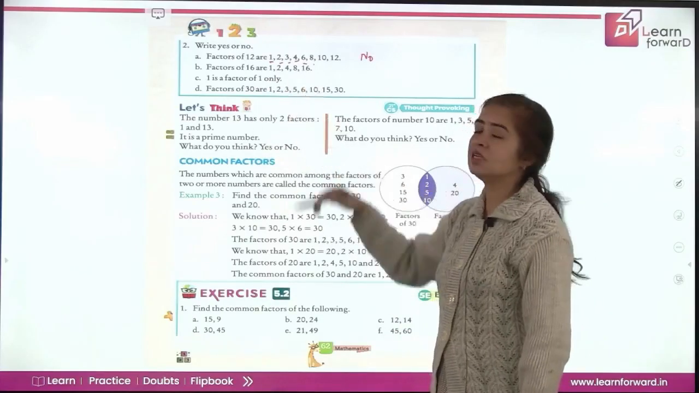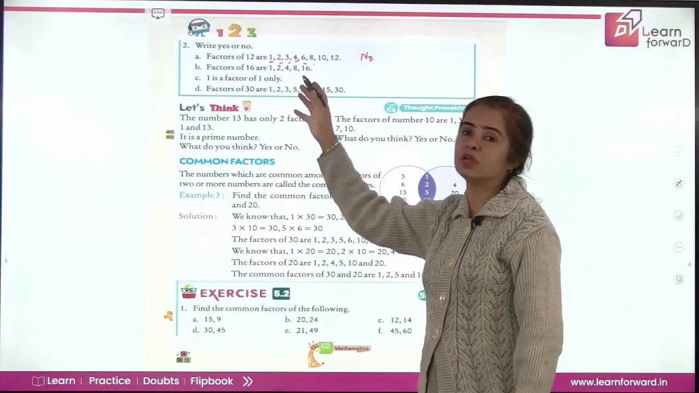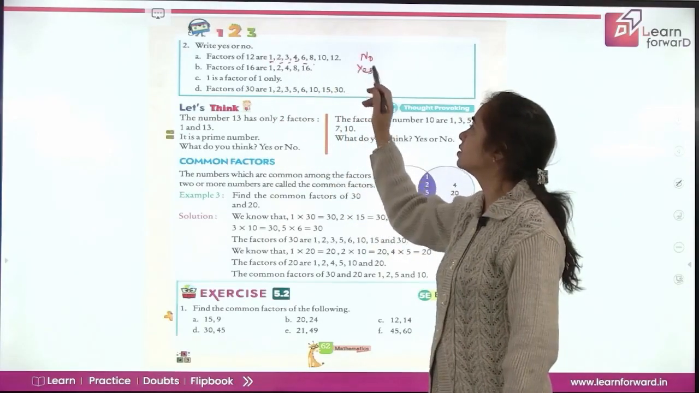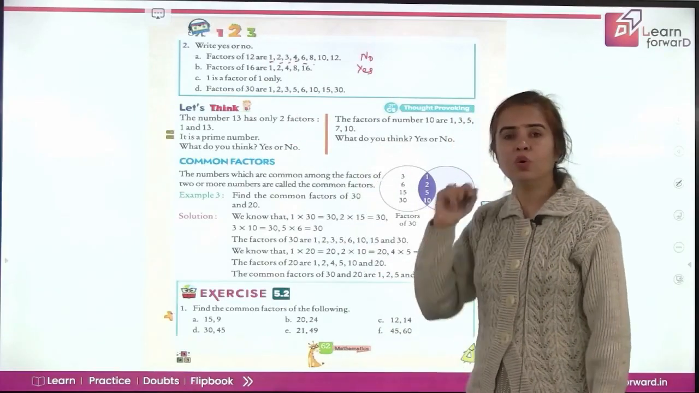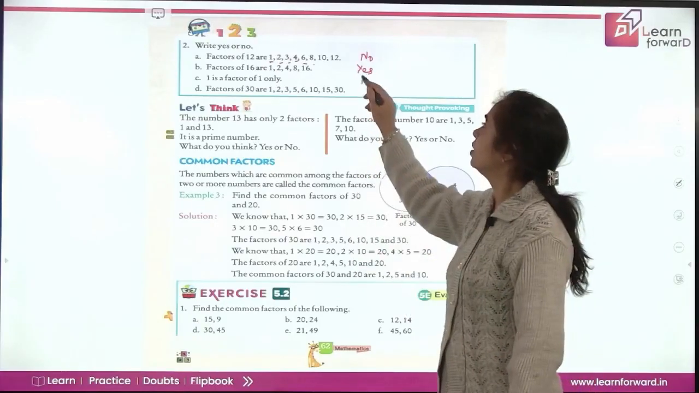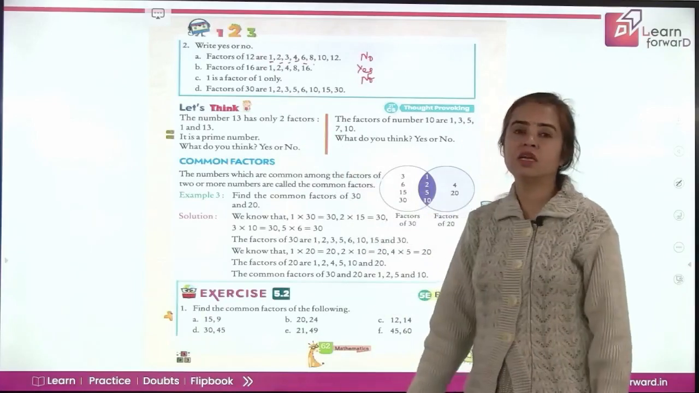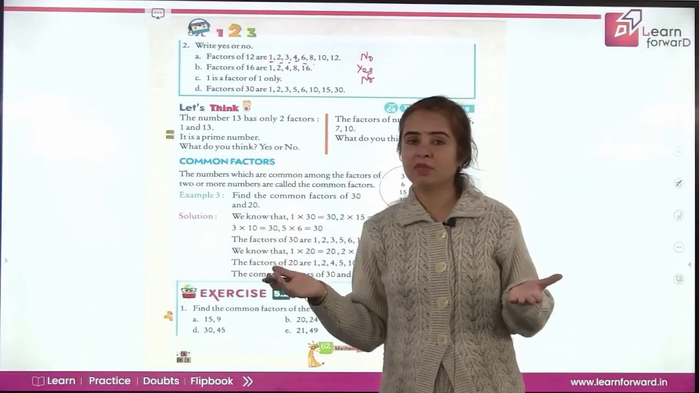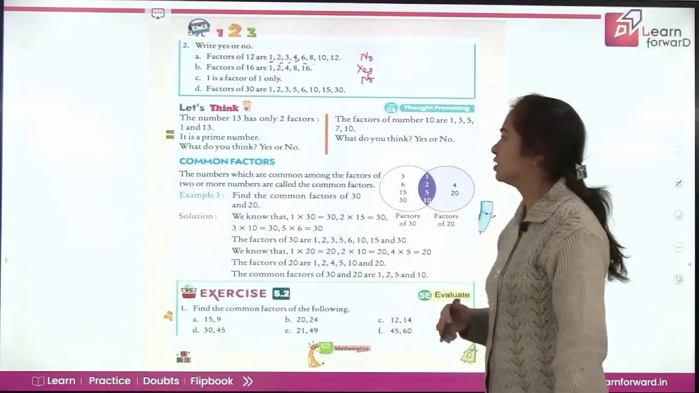Factors of 16, is it all? 1 is okay, 2 8s is okay, 4 4s are 16. Oh yes, this is the only list. That's perfect. 1 is the factor of 1 only. Only 1? No, 1 is the factor of every number. Yes, so this is no. Now the factors of 30 are, check out whether all the factors are given. Is any number short? Is any number more? And write down yes or no yourself now.